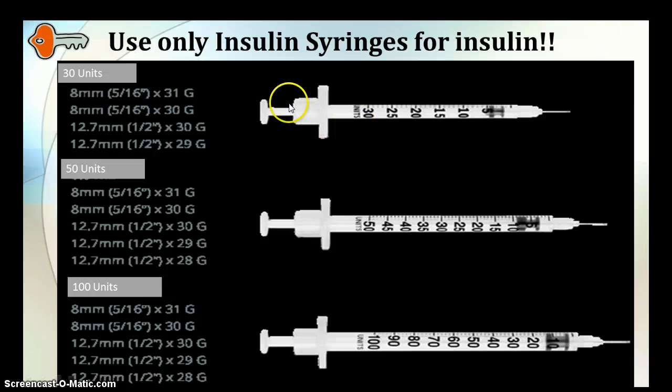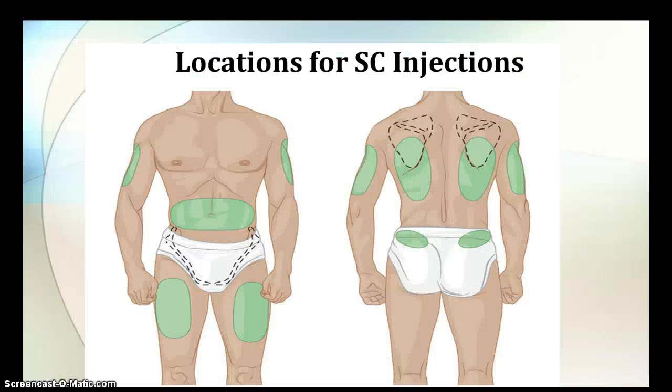So here we have a 30 unit, a 50 unit, and a 100 unit. Depending on what it is that you're drawing up and the number of units that you need, that will dictate what size syringe you're using. Now, some places don't have all 3 sizes. They may have just 2 sizes. It's based on your facility, but you want to get the most accurate, correct amount. Use the correct size insulin syringe. Don't ever substitute another syringe for insulin. That's another cardinal rule here.